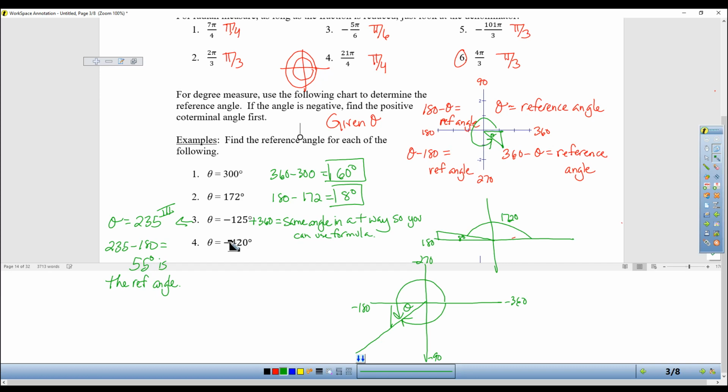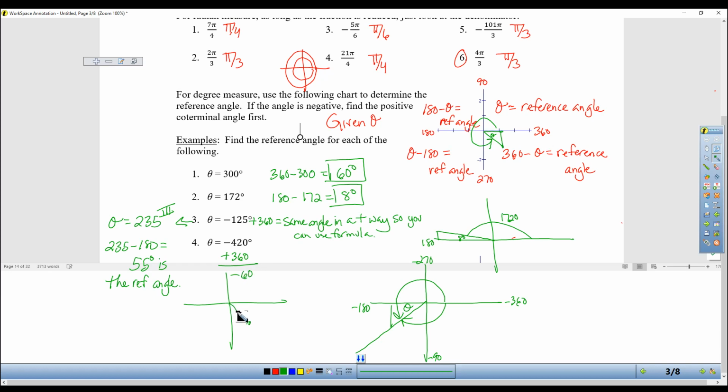Okay, same thing. This is negative. So I'm going to add 360. In other words, I'm going to kind of go around the circle. So wherever 420 is, let's just say it's here. If I go around the circle exactly once, I'll be in the exact same spot, but I'll have a better number. So 420 minus 360 is negative 60 degrees.